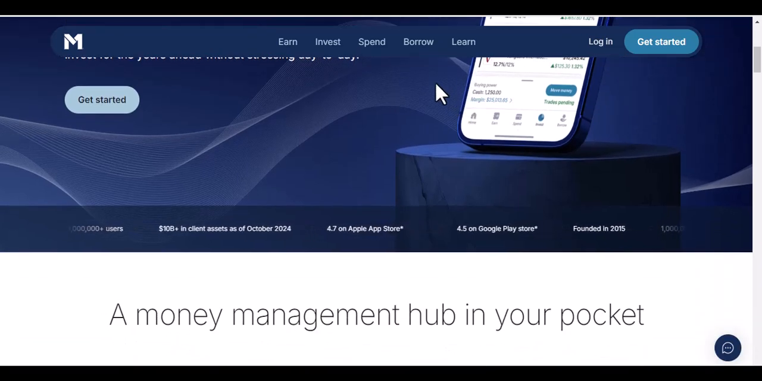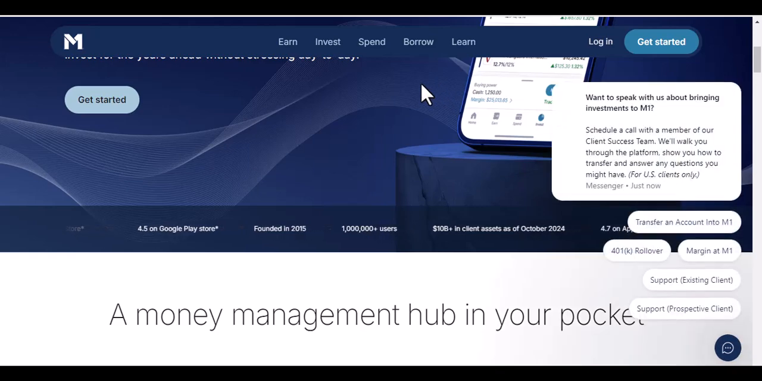Finally, you can consider using a robo-advisor that offers international accounts. These robo-advisors provide automated investment management services and can be a good option for investors who are looking for a hands-off approach. However, keep in mind that these alternatives might have higher fees and fewer features than M1 Finance. You'll need to carefully weigh the pros and cons of each option before making a decision.